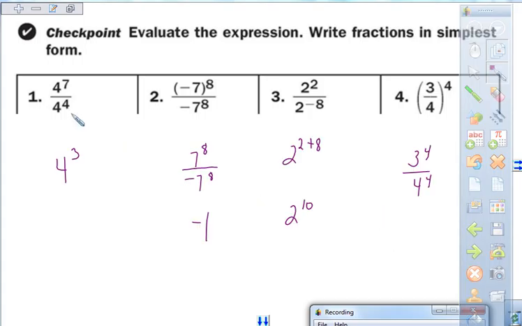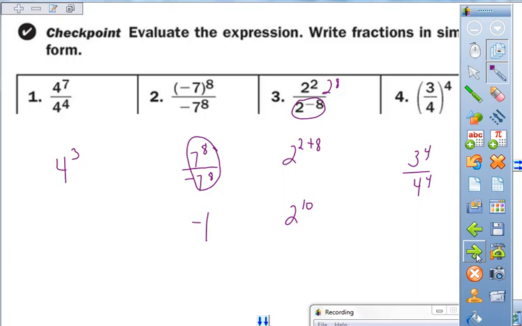Number 1, 7 minus 4 is 3. Number 2, in the top we decide odd or even, so it's even. So if we have an even number of negatives, it becomes positive, and the bottom is negative. These two terms are the same, so we end up with -1. Number 3, this is negative, so we can move it to the top. 2 to the 8th. 2 plus 8 is 10. Number 4, 3 to the 4th, 4 to the 4th. Try the next slide. Pause the video while the students work.